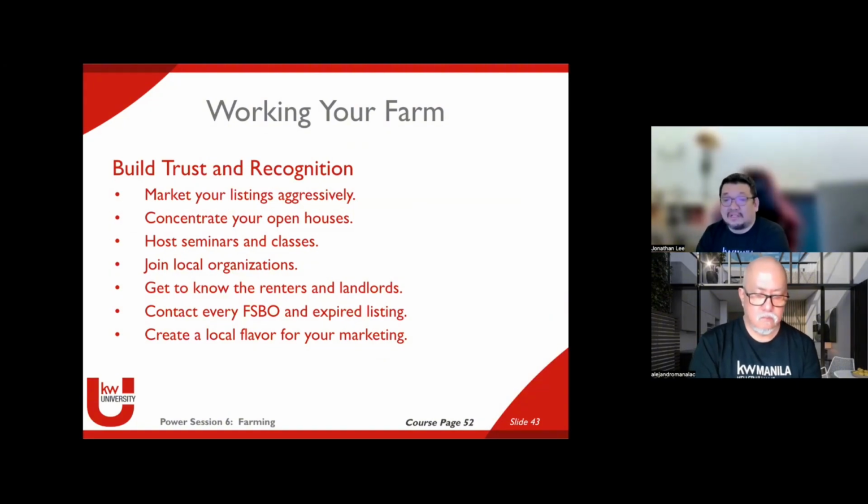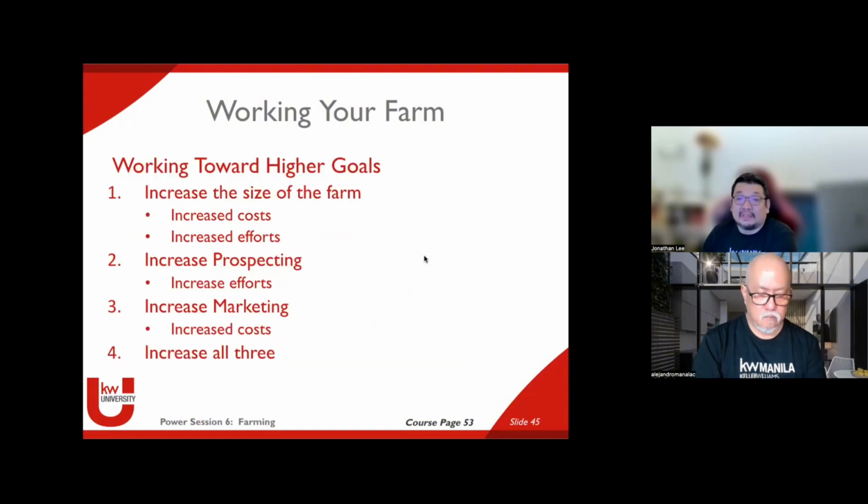Concentrate on your open houses, hold seminars and classes, join the local associations if you have, get to know more tenants and landlords. Always remember, guys, a tenant is a future buyer. A tenant is a buyer that has not yet found a home or is not yet ready to buy a house. But he's a future buyer for sure, right? Most of the time, most tenants want to be house owners, right? Get to know every FSBO or expired listing in the market. Create a local flavor for your marketing, right? These are important things, right?